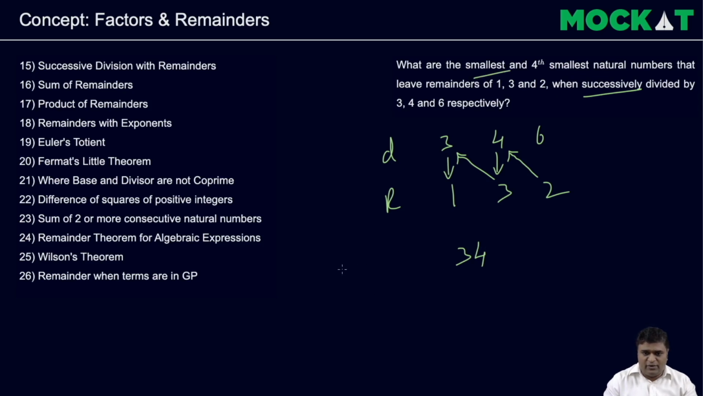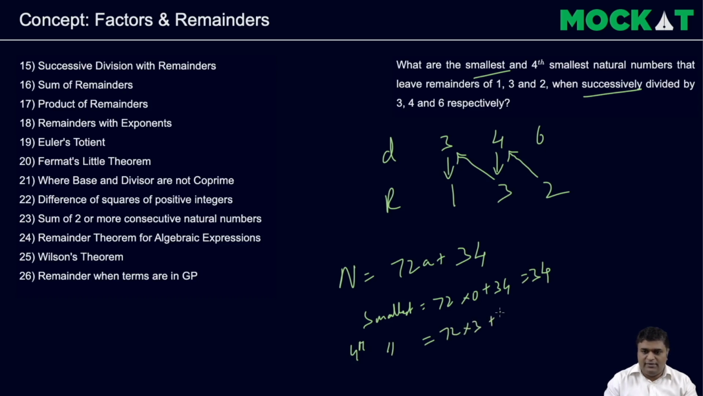So there is a number format for this as well. In this case, we do not take the LCM, we take the product of the divisors. You have to multiply all of them and not take the LCM. 6 4s are 24, into 3 is 72. So the number format over here is 72a plus 34. Now, for the smallest natural number, we took a as 0. Smallest was 72 into 0 plus 34, which is 34 itself. In the case of the fourth smallest, it's going to be 72 into 3 plus 34, which comes to 250.